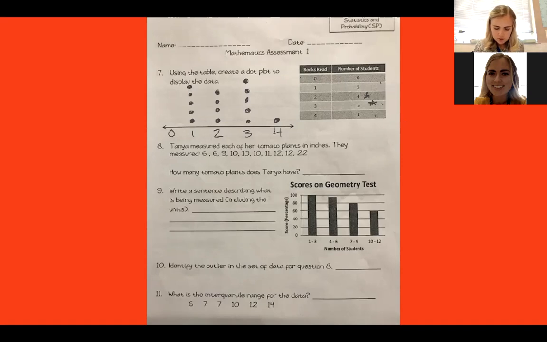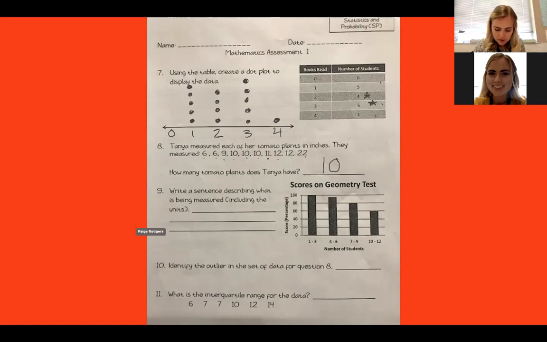Next question. Tanya measured each of her tomato plants in inches. They measured these numbers, and it's ordered from least to greatest already. It says, how many tomato plants does Tanya have? So let's count how many. 1, 2, 3, 4, 5, 6, 7, 8, 9, 10. There's 10 tomato plants that are measured.